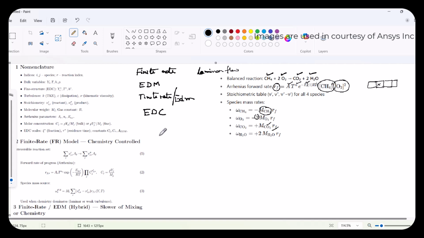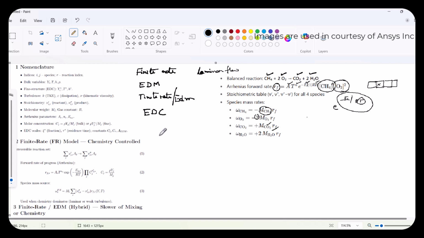And if the temperature is low, if the temperature is 300 or 280 or 270, this reaction cannot progress, because of e power minus EA by RT. If the temperature is low, then the net value would be very low, because EA will be high, minus of that would give a very high number, e power minus that is a very high number, and the reaction rate would be very low.